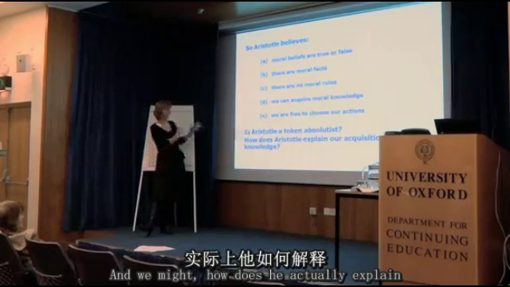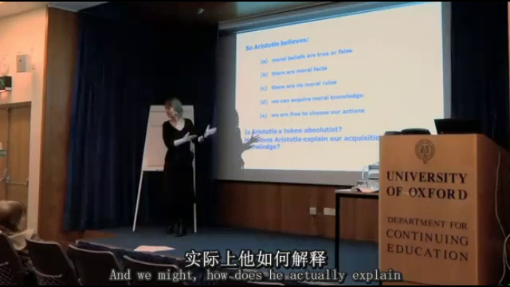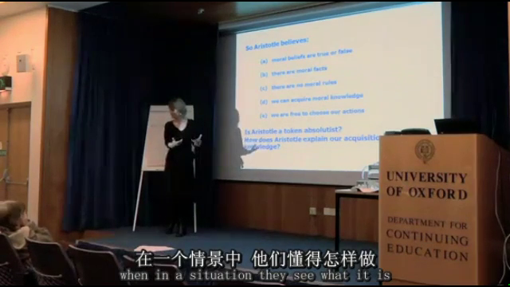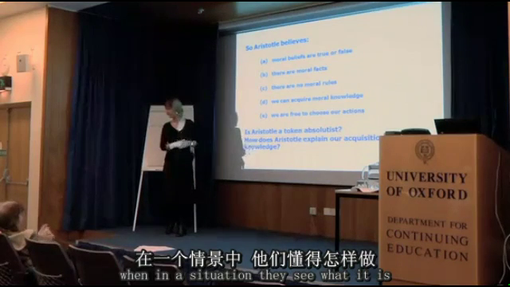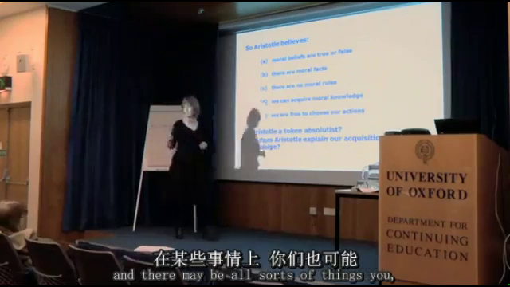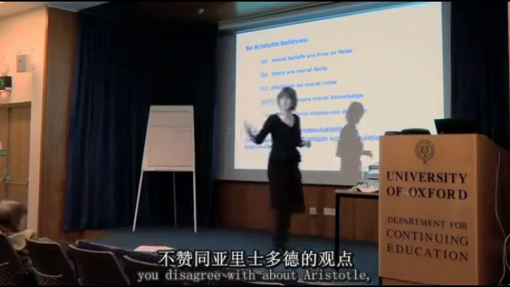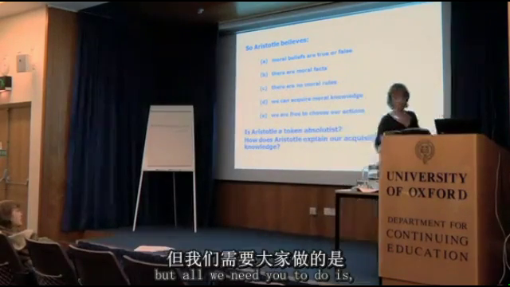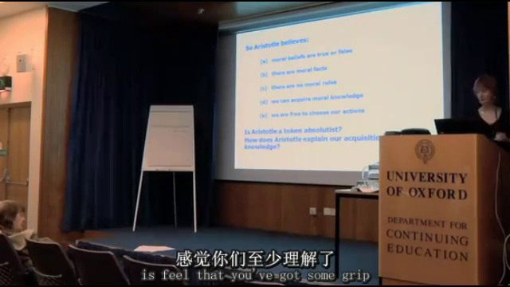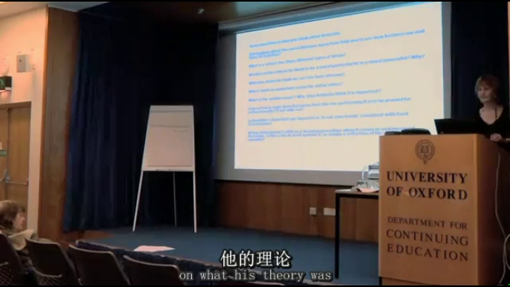And we might ask, how does he actually explain what it is that a virtuous person is doing when in a situation they see what it is to act morally? So lots of questions still about Aristotle, and there may be all sorts of things you disagree with about Aristotle, but all we need you to do is feel that you've got some grip on what his theory was.